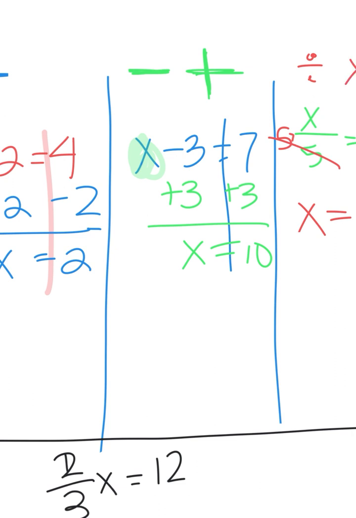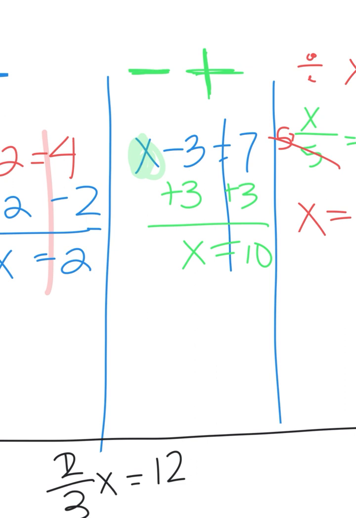This next problem, we have 3x equals 9. 3 times x. Put a little dot in there if you need to. This means multiply. So to undo multiply, we're going to divide, and x equals 3. So to undo multiplication, we're going to divide.